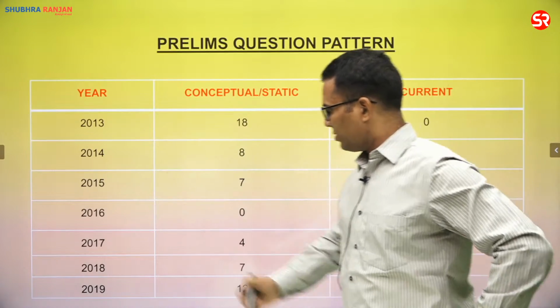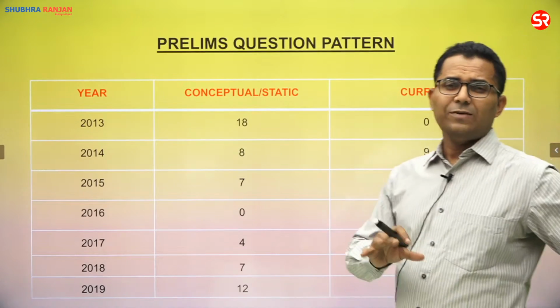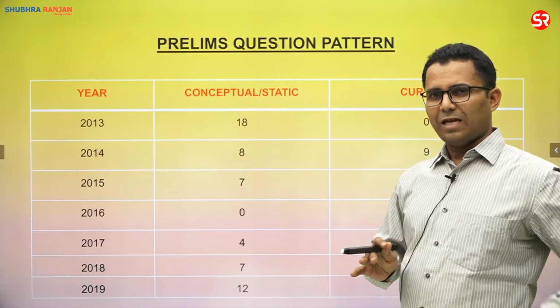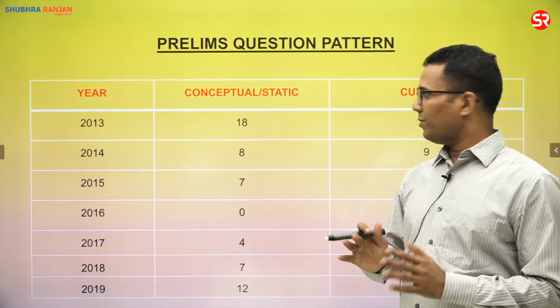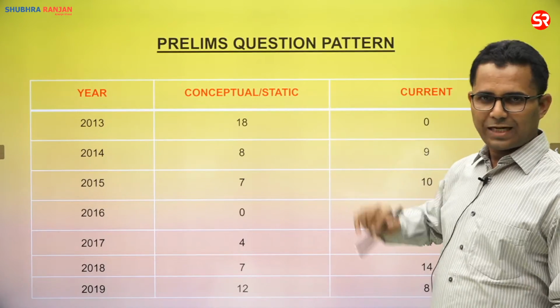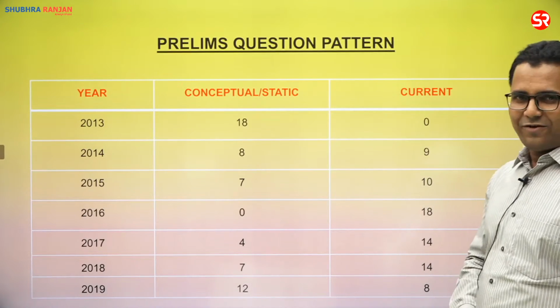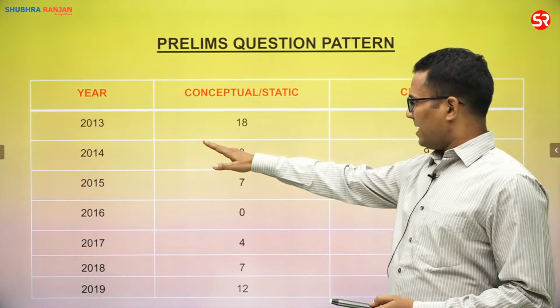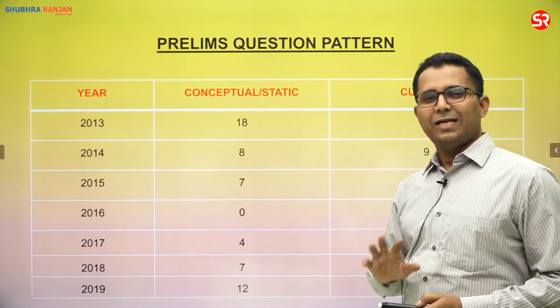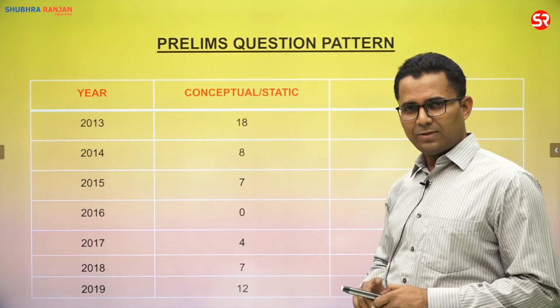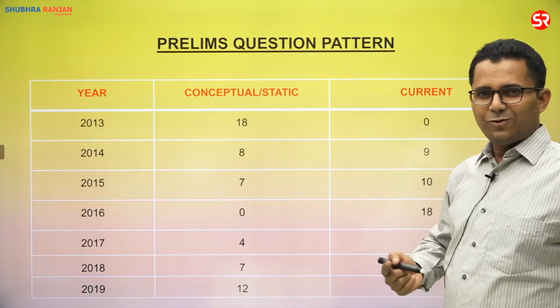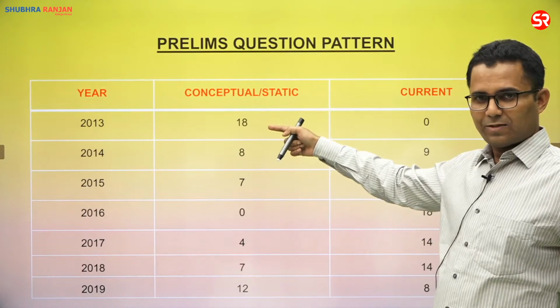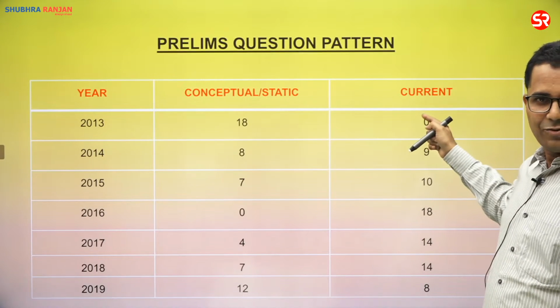From 2013 onwards till 2019, mostly the prelims questions which come in economy can be broadly categorized into two ways. One is conceptual or static portion and the other is current affairs portion. Now if you will see here, in 2013 UPSC asked 18 questions from economy in the prelims. Out of all the 18 questions, all were conceptual. There were no current affairs questions.